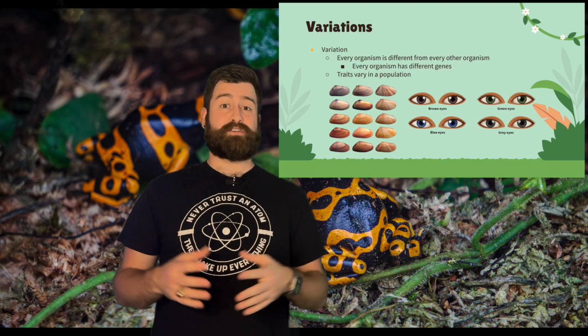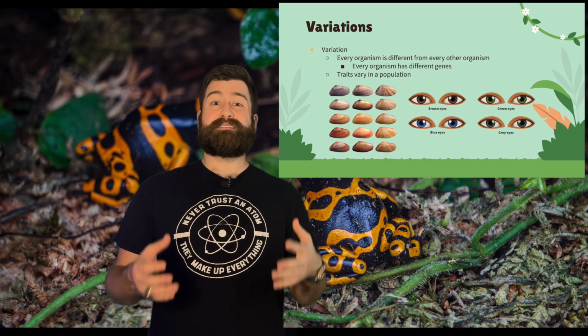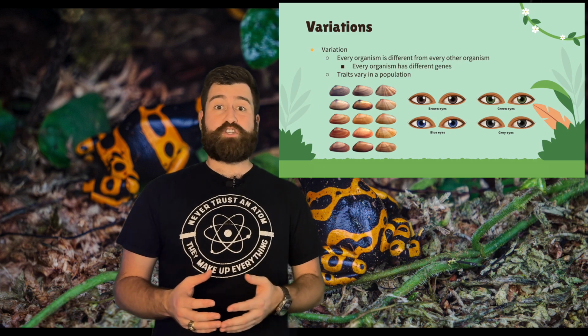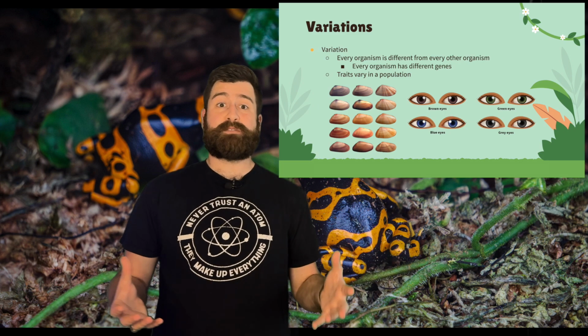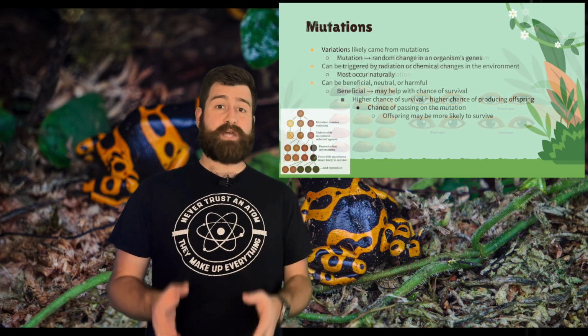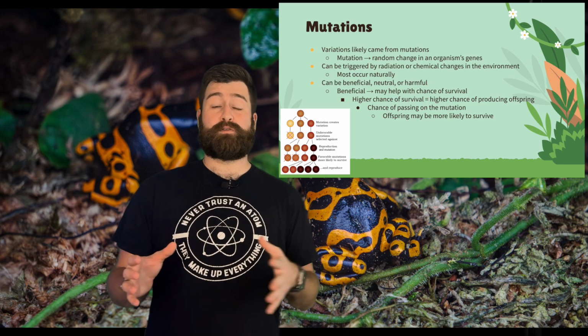First up in our things to talk about are variations. Every organism is different from every other organism, and that means that there is variation between them. Every organism has different genes, which is why traits vary within a population, even of the same species. In one of the episodes on DNA, we touched on mutations. Now, many variations in a population likely come from mutations.